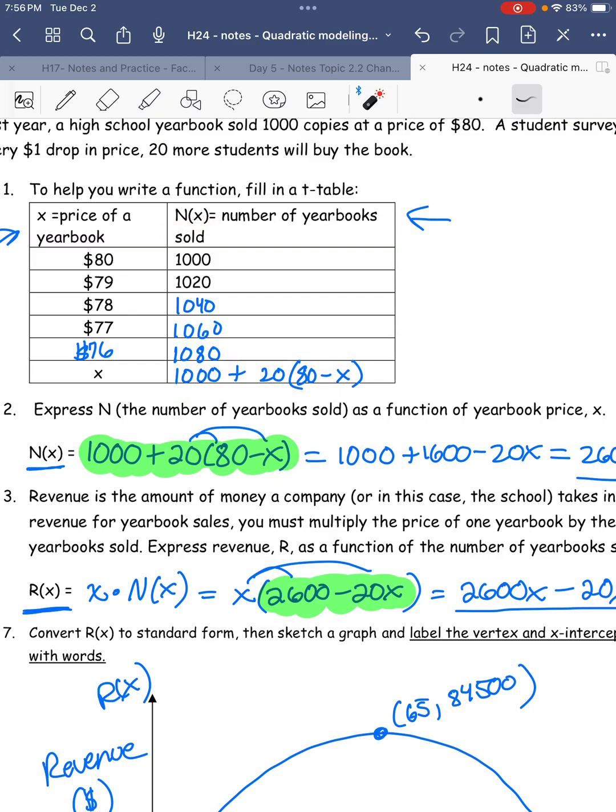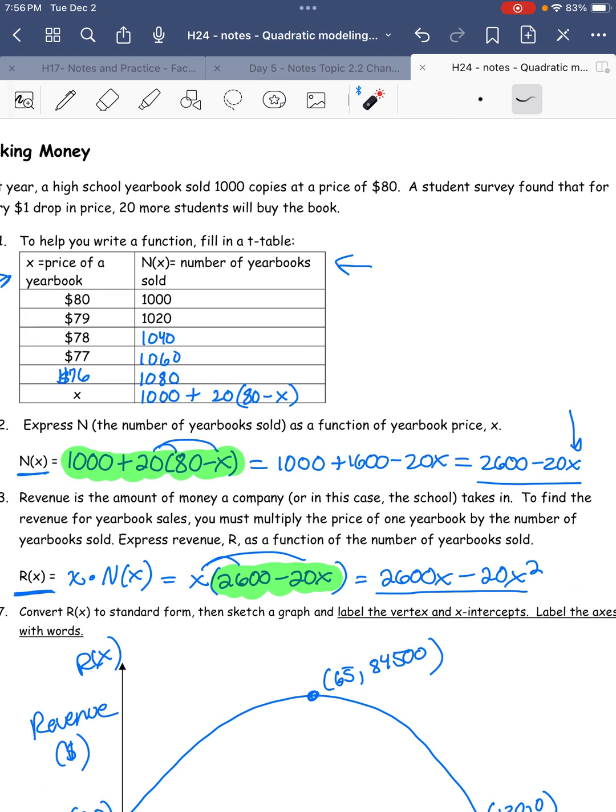Now, so that's basically right there. Now you could leave it like this, okay? You can leave that like that, but just because we're here, I'm going to go ahead and multiply it out. So I'm going to multiply this out, leave my 1,000. This gets me 1,600 minus 20x, all right? And then put this together right here, get this equation. So that's for my number of yearbooks.